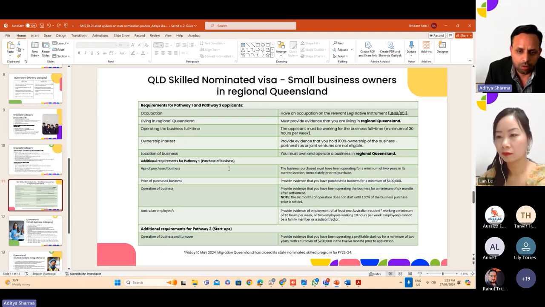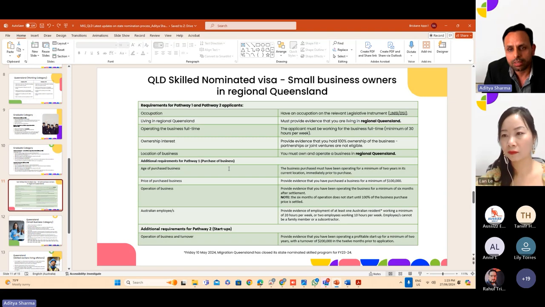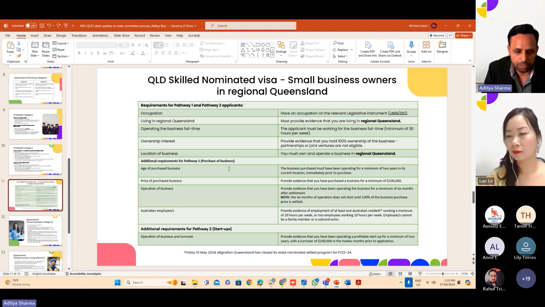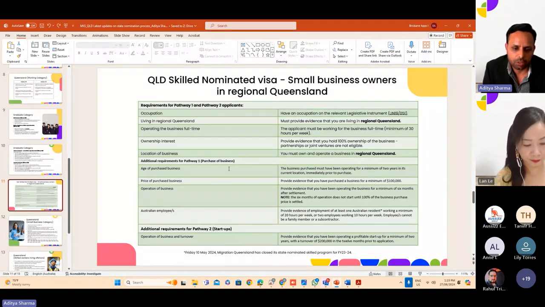If you have been running your own business for the past 2 years, you can go for the startup pathway. If you are doing your own business and getting a turnover of $200,000 in the past 12 months, you may be eligible. So you don't have to buy an existing business. If you are doing your own startup business, the requirement for this category is that your business is making $200,000 of turnover in the last 12 months, and the business has been running successfully for the last 2 years as well. So that can be the other category.